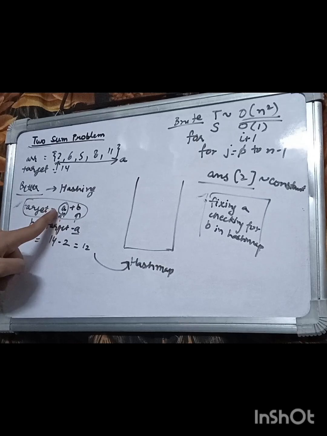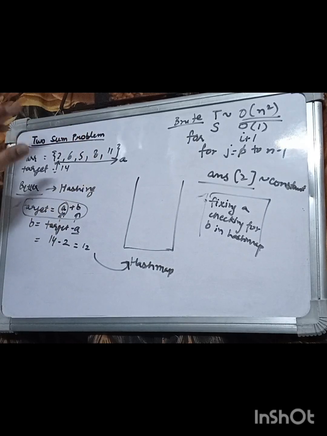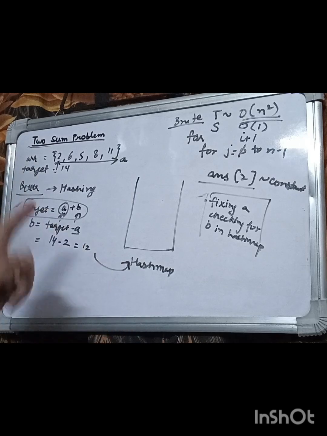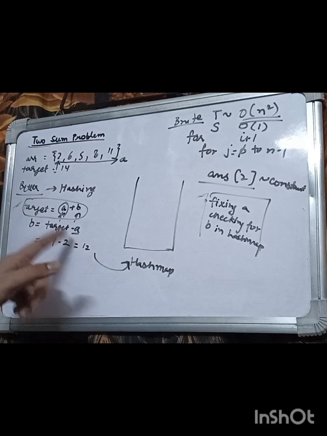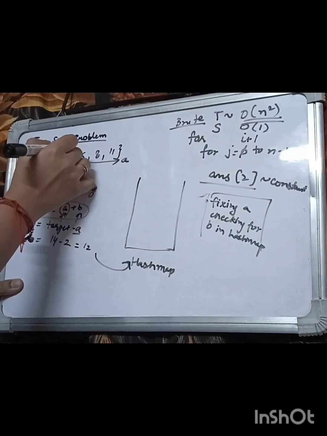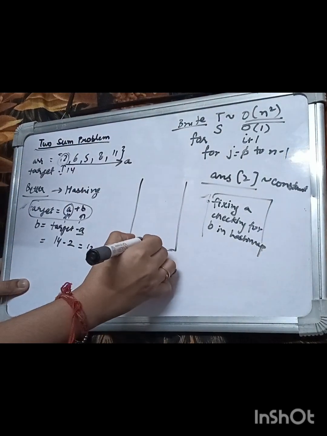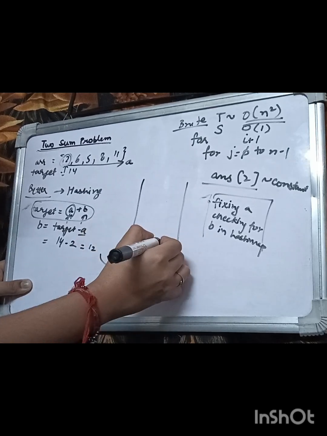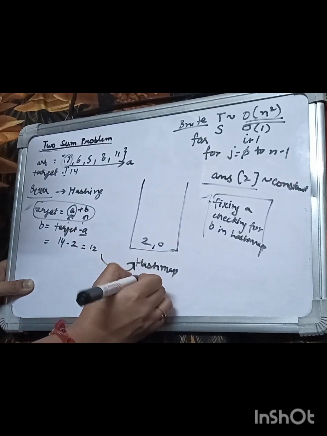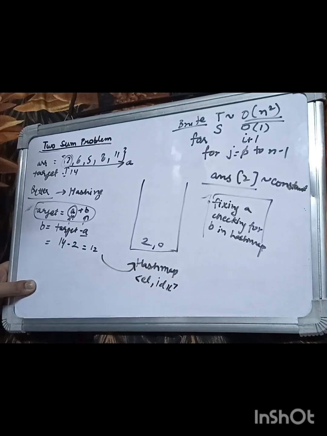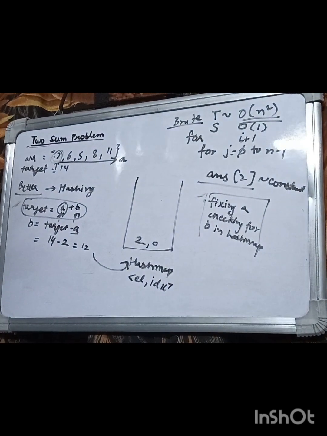Here we are fixing a from the loop. If I'm at this element, I'm fixing 2, and I'm searching for 14 minus 2, that is target minus a, in the hash map. Does it exist? No, it doesn't exist. What I will do then is put this a into the hash map, and I will mark its index. So we'll take the element and the index at which it occurs, right?